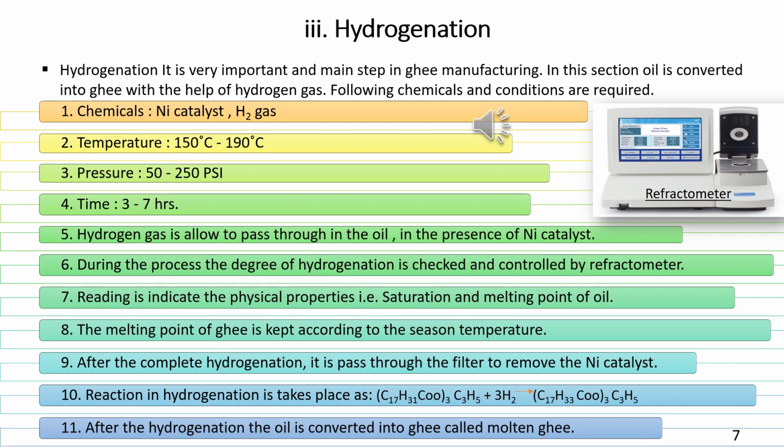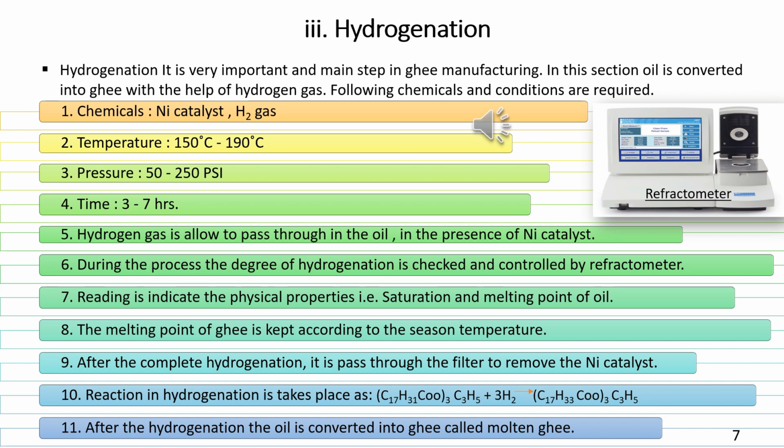The next step in the process of ghee manufacturing is hydrogenation. Hydrogenation is a very important and main step in the process of ghee manufacturing. In this section, oil is converted into ghee with the help of hydrogen gas. So we require the following chemicals and conditions. We need nickel catalyst and hydrogen gas. The temperature is about 150 degrees centigrade to 190 degrees centigrade and pressure is 50 to 250 psi. The whole process will take about 3 to 7 hours.